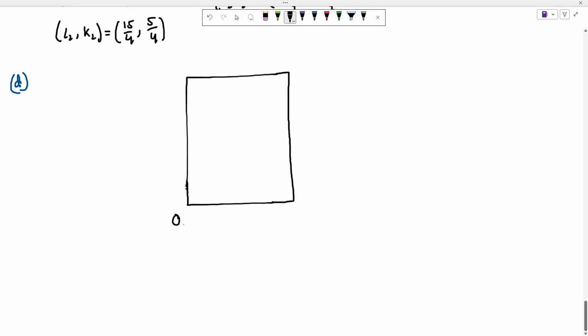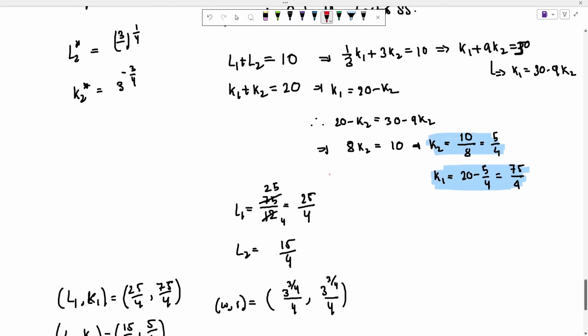So this is my producer 1, this is my producer 2, this is L1, this is my K1, this is my L2, this is my K2, right? And this entire side is 10 and this entire side is 20.